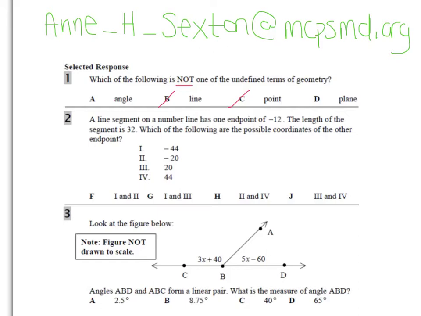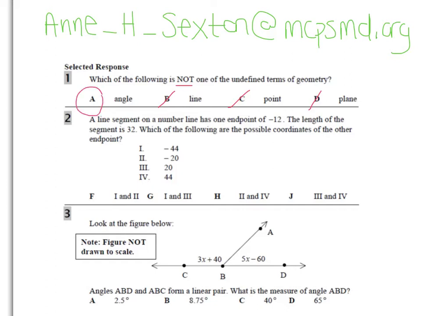Finally, we have the third undefined term of geometry, which is a plane. A plane in geometry has no thickness but extends indefinitely in all directions. So even though a diagram of a plane has edges, you actually have to remember that there are no boundaries, and so it's very hard, well actually it's impossible to represent this in real life. So a point, line, and a plane are the 3 undefined terms of geometry. So the answer to this question is angle.